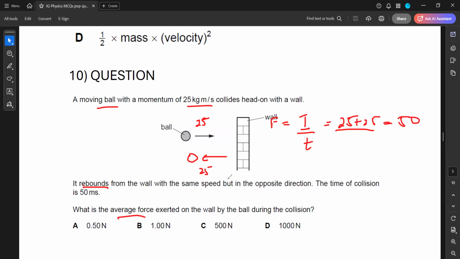What about the time interval? The time interval is 50 milliseconds. If it is 50 milliseconds, we have to convert it into seconds. So we divide by 1000, and 0.05 will be there. That is the time interval. So 50 divided by 0.05, what is the answer? 1000. So it will be 1000. So D will be the right answer for this.